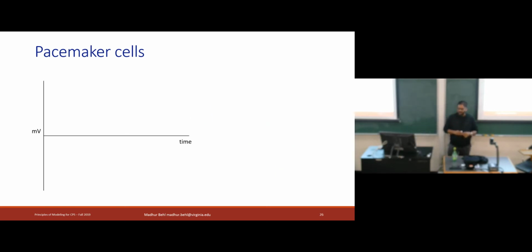Okay? So let's view a sinoatrial or pacemaker cell. And my view of the cell is in terms of what is called its membrane potential, which is the y-axis. Every cell has some flow of ions in and out, and the concentration of positive and negative ions will lead to a potential difference across the cell boundary. That is what we are interested in observing.